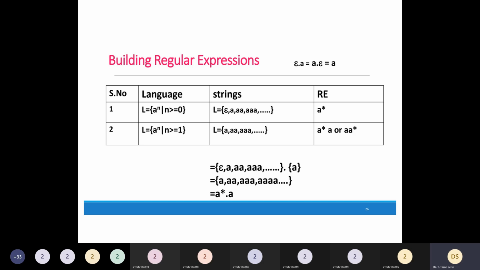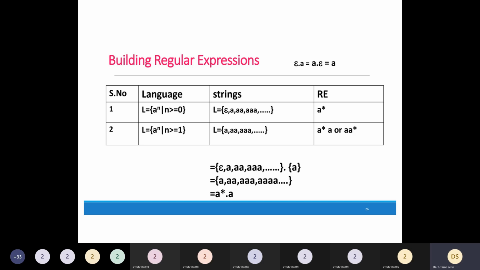So here you will be getting zero or more occurrences. The first one, epsilon, is the zeroth occurrence of the particular string, and then the second one, small a, is the first occurrence, then the second occurrence, third occurrence, etc. So the regular expression for the given language is a power star.